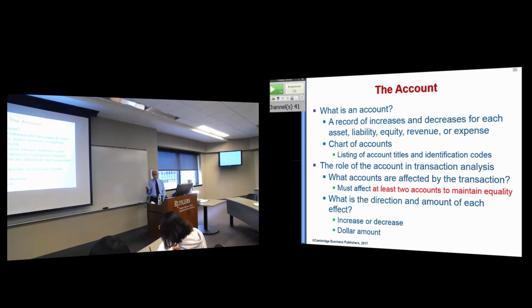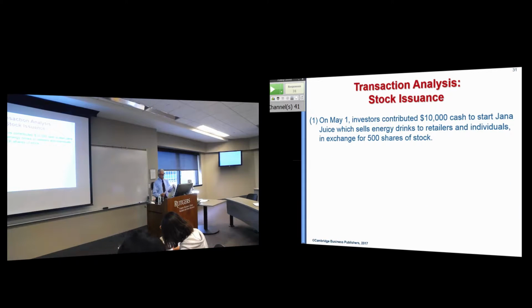Now, in the transaction analysis, usually we have a double entry system. At least 2 accounts are affected. When we go through this transaction analysis and the equation, we're going to look at the fact that the balance sheet has to balance. We also have to worry about the effects, whether it's increasing or decreasing, and we have to look at the dollar amounts. So let's take some transactions. Now we're going to start playing with numbers.